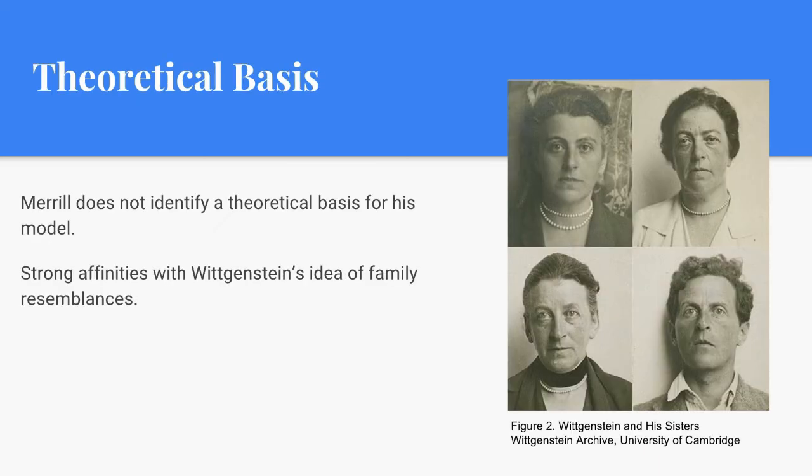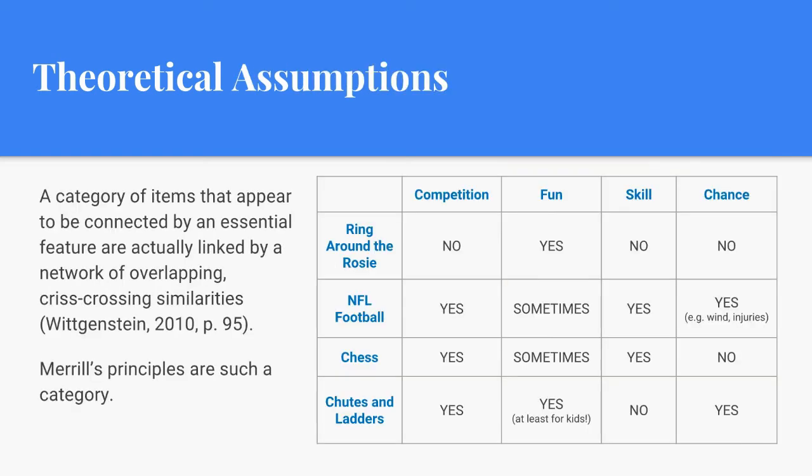Since Merrill is creating a meta-theory, he doesn't identify any particular theoretical base for his own work, but his approach has affinities with Wittgenstein's idea of family resemblances. To understand this concept, it's helpful to think about how children in a family resemble each other. In most cases, siblings don't look identical to each other, but due to genetics, they will have some features in common. In a similar fashion to a family, Wittgenstein argues that a category of items that appear to be connected by an essential feature are actually linked by a network of overlapping, crisscrossing similarities.